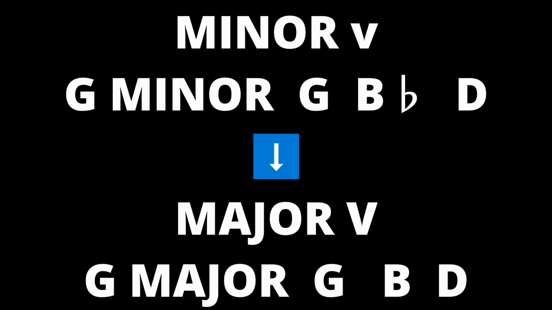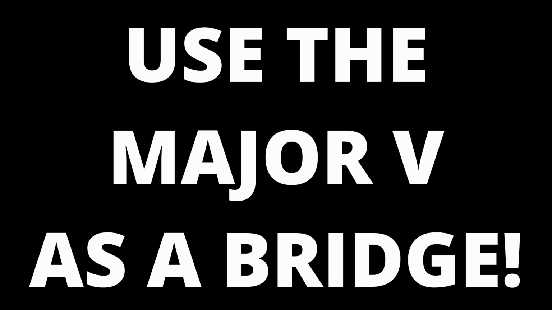In our example, if we change G minor to G major, the only note that changes is the flat or minor third, moving it up half a step or semitone and recreating the effect we had in the major key with the perfect cadence. You could also think of this major 5 chord as a borrowed chord. We have borrowed it from the parallel major key. By using this major 5 chord, we have a powerful bridge between our major and minor keys.